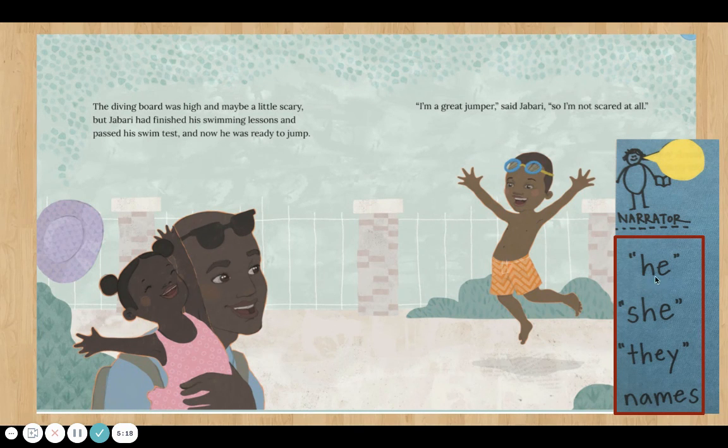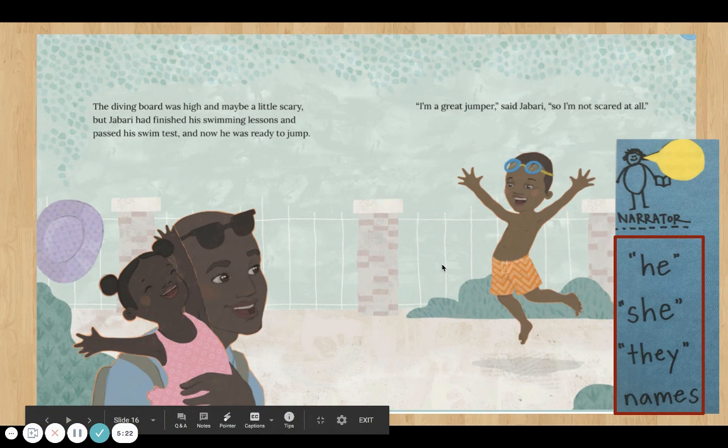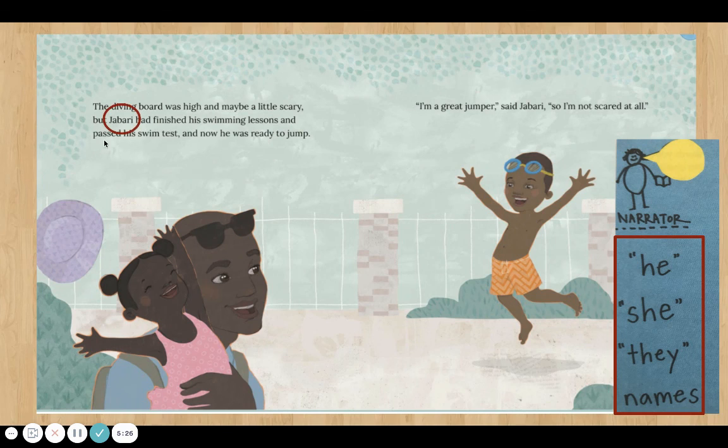Now it's your turn. Do you see any names or he, she, they? Let's see. Do you see them? If you saw that name there, you're on it. And that name there. Now, there's also his and he right there too. His swim test. All right, so while you're reading today, it's going to be your job to figure out if a story is told in first person or third person. We hope this video helps you.